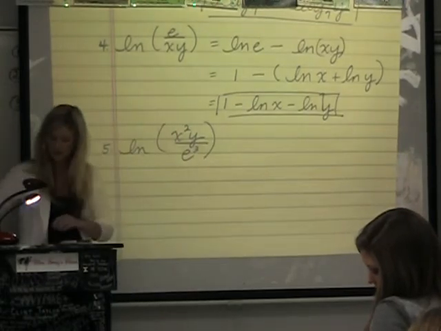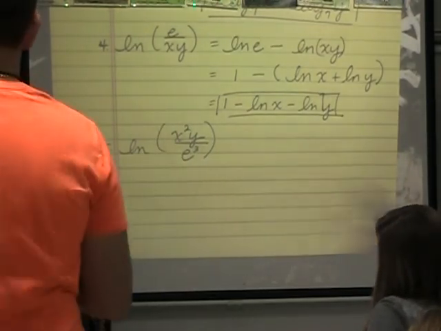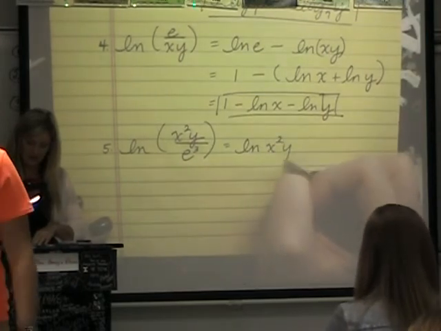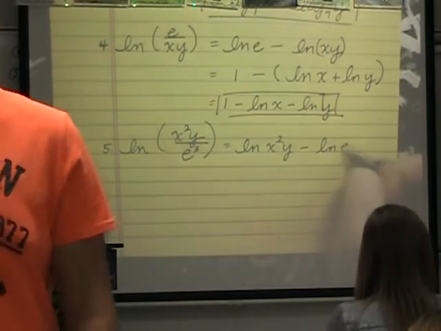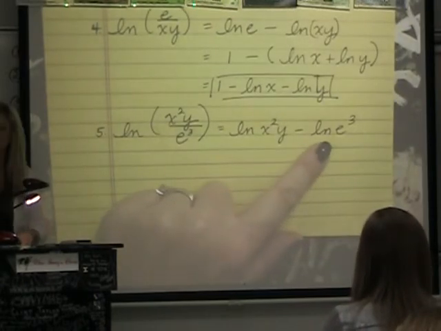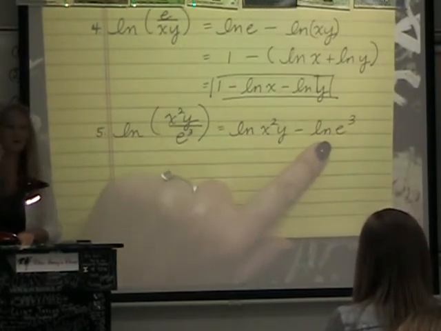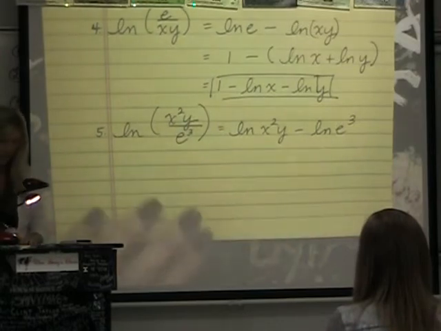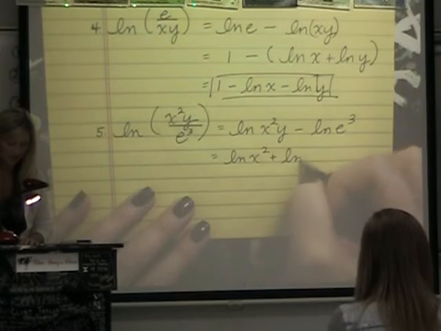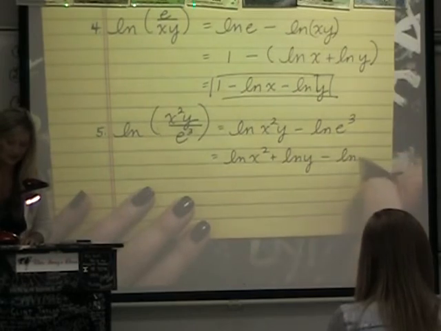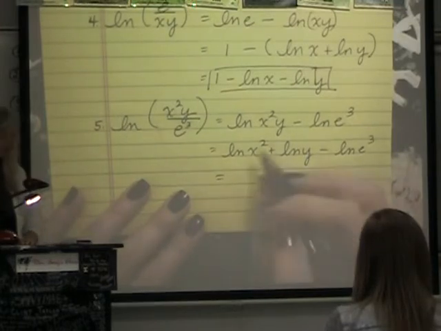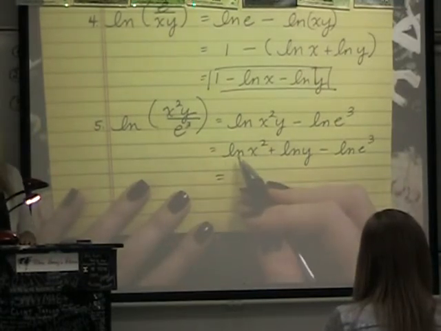Okay, so just to make sure everybody understands real quick, the first thing that I would do on this one is change it to ln of x squared y minus ln of e cubed. Some of you skipped this step, and that's okay. You went straight into the next step, which was ln of x squared plus ln of y minus ln of e cubed. And then for your final answer here, you're going to pull the 2 down in front of the ln of x.